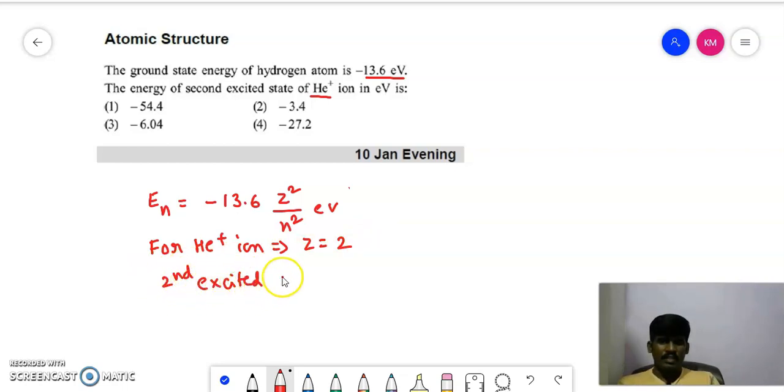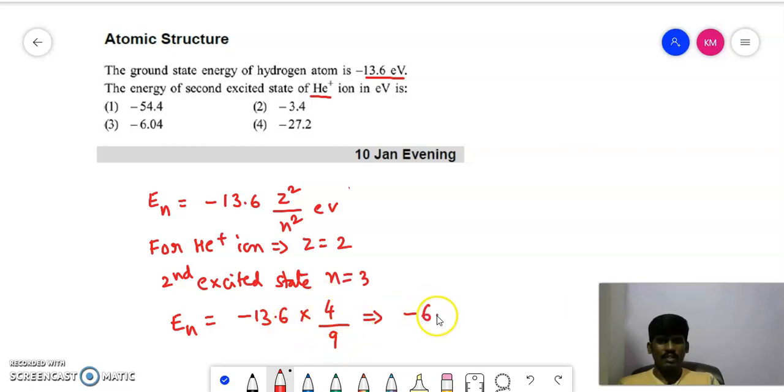Substitute all these values. En is equal to minus 13.6 into Z square, that is 2 square, 4, upon n square, 3 square, that is 9. So that is 4 by 9 into minus 13.6, which will give you minus 6.04 electron volt, that you can see in option 3. So option 3 is the correct answer for this question. Hope you understand, children. Let's see the next question.